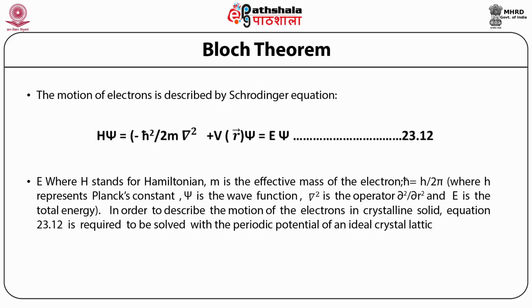In order to describe the motion of the electrons in a crystalline solid, equation 23.12 is required to be solved with the periodic potential of an ideal crystal lattice. Capital V as a function of small r vector plus capital R vector is equal to capital V as a function of small r vector.